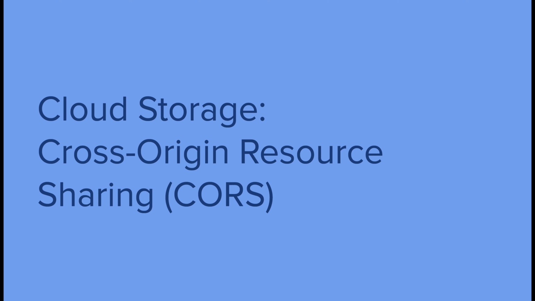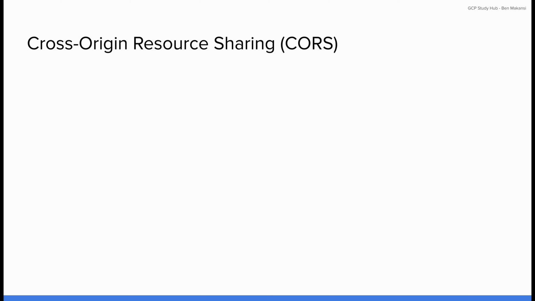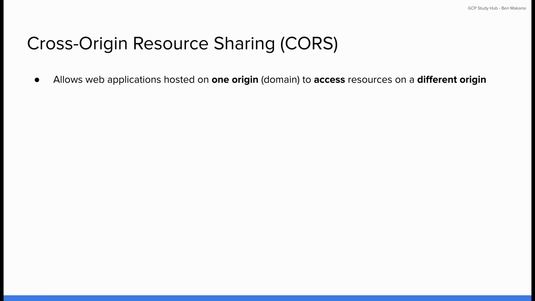Next, we've got cross-origin resource sharing, or CORS. This is a feature that comes up in real-world scenarios as well as the exam. CORS enables web applications hosted on one origin or domain to securely interact with resources on a different origin, such as cloud storage, which is what we're talking about in this case.